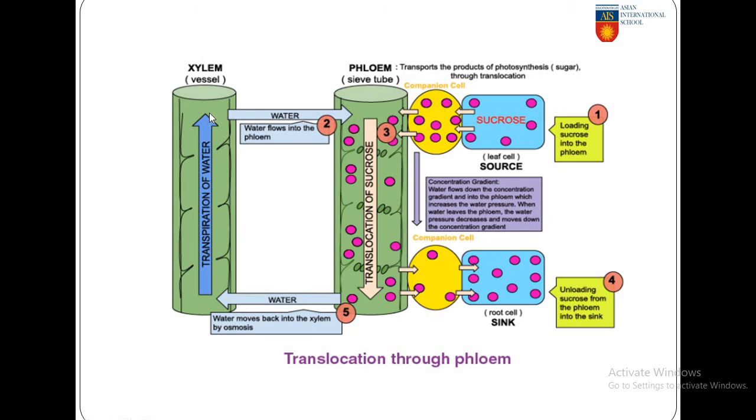Now water moves from the xylem to the phloem. Why? Because the concentration of sucrose is much more in phloem during photosynthesis. So water moves from the xylem tissue to the phloem. As a result, the translocation of sucrose takes place. It is bidirectional.